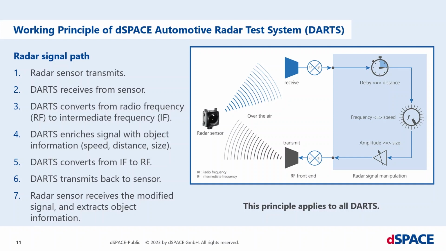Inside the base unit, the signal is enriched with one or more simulated targets. The target parameters speed, distance, and size are programmed inside the DARTS and can be controlled to fit the test scenario. After processing, the signal is again routed to a converter. There it is converted into the radio frequency of the radar and sent back. The sensor receives this modified signal and extracts the object information that we added. And this principle applies to all DARTS and radar target simulators.